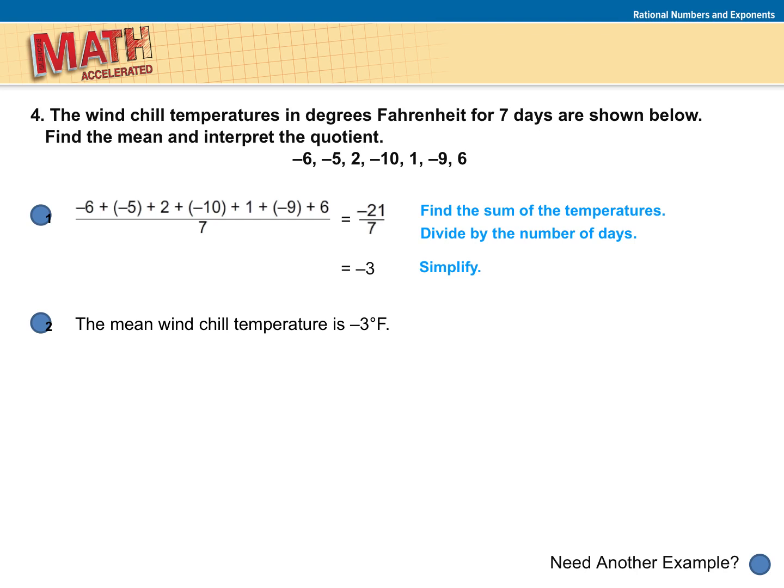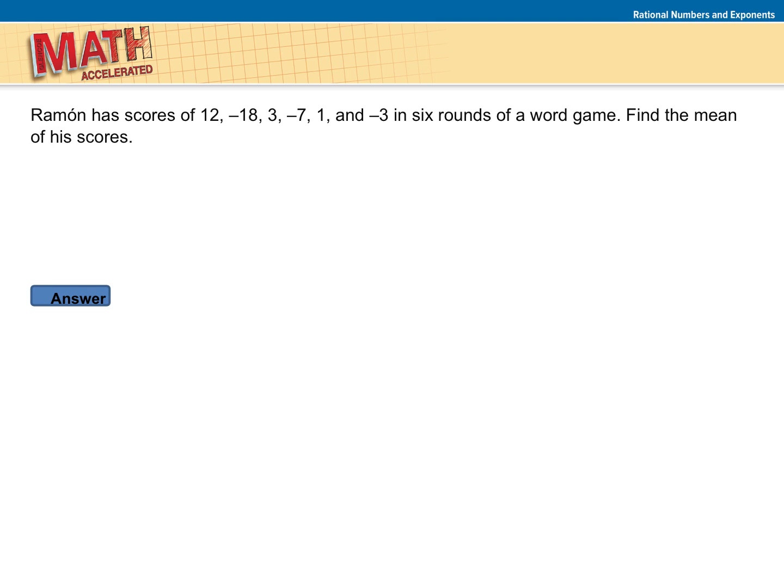So you're given a set of data right here. What you do is you take that set of data, add the numbers together, and then you divide by how many numbers there are. So that's how they did that one. There's 7 numbers, so they divided by 7 because it's the total. Okay? So let's do some practice.